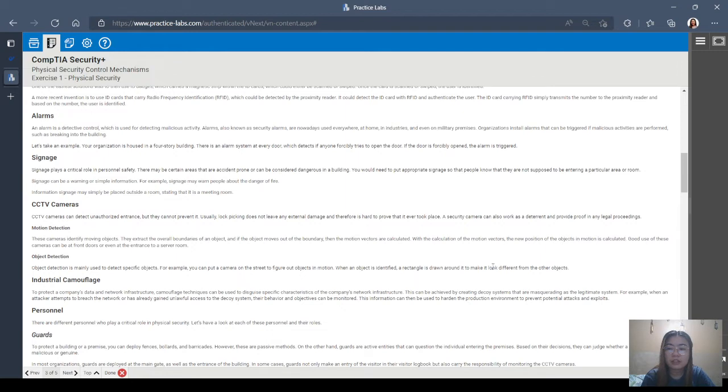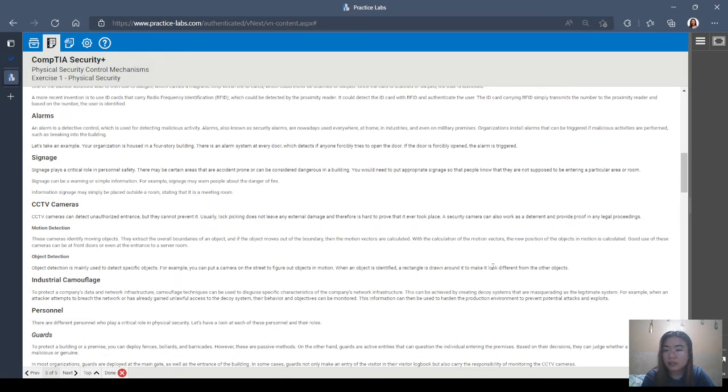Motion detection. These cameras identify moving objects. They extract the overall boundaries of an object, and if the object moves out of the boundary, then the motion vectors are calculated, and with the calculation of the motion vectors, the new position of the object in motion is calculated. Good uses of these cameras can be the front door or even the entrance of the server room.